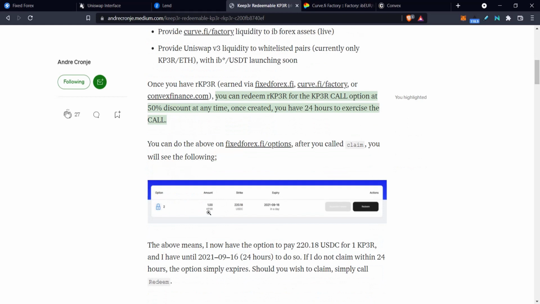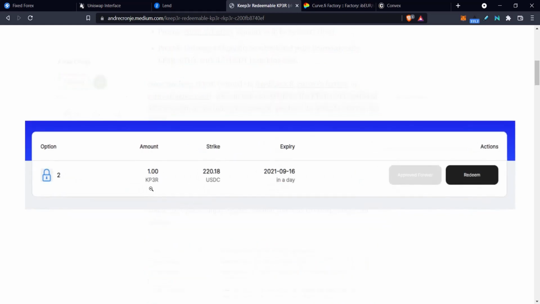So if we look at this picture here, this person has one keeper option he can buy. I think this is option number 2, right? And he can buy one keeper for $220. And I assume that's half the price at the time this picture was taken.